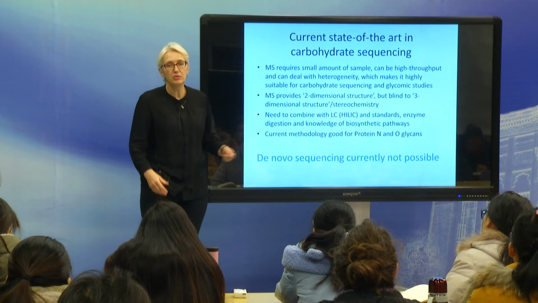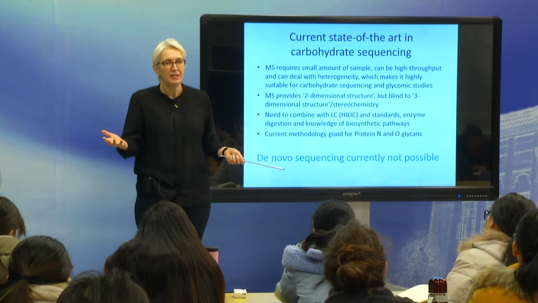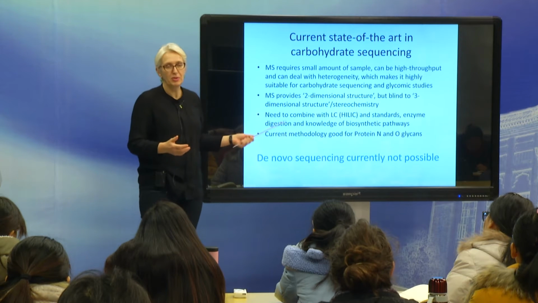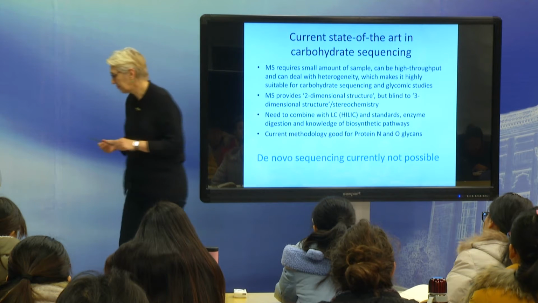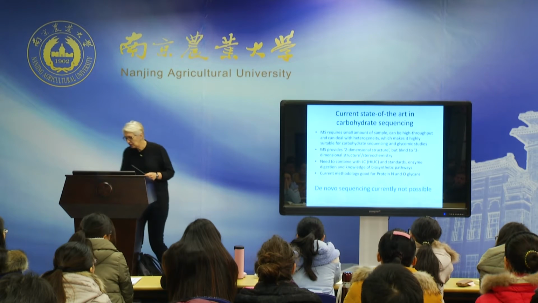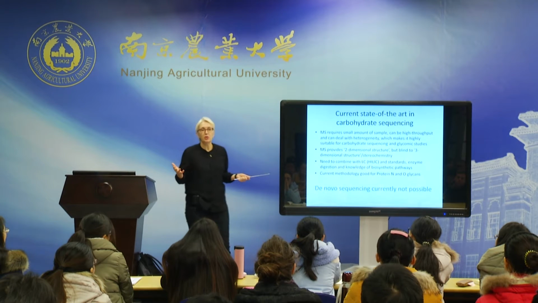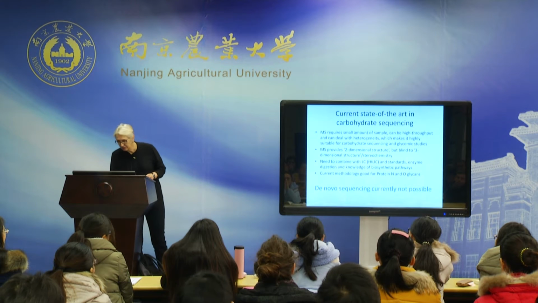But if you want to do something else, if you've got another carbohydrate, not necessarily the standard N or O glycan, it becomes quite difficult. So you really need to go back to NMR then. So what I would conclude is, at the moment we don't have a universal sequencing method for carbohydrates.